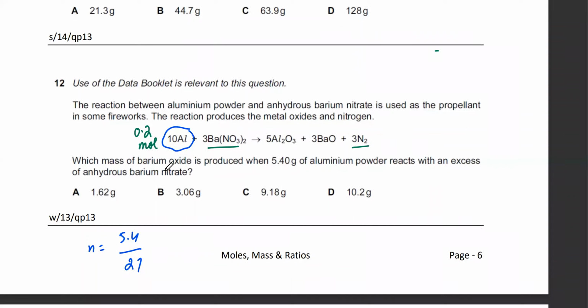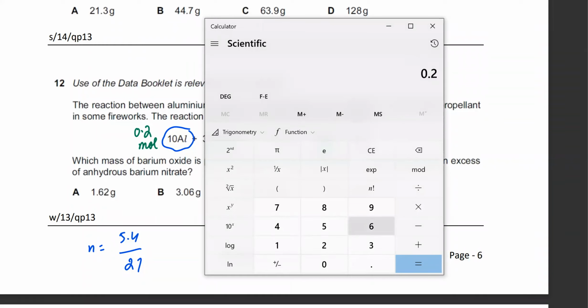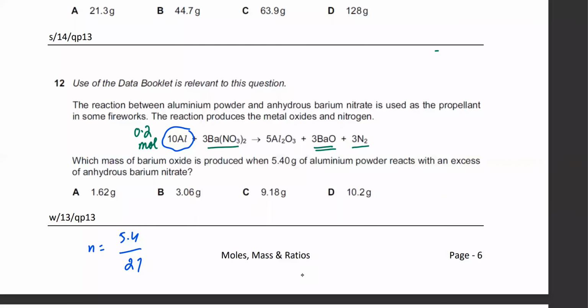He's asking, it reacts with an excess. What mass of barium oxide is produced? So he's asking about the mass of this. Now the ratio is 10:3, so the mole ratio is going to be exactly the same. The shortcut is 0.2 divided by 10, divided by its ratio, and multiply it by the ratio of the other substance, which is 3. That would give you 0.06 moles.